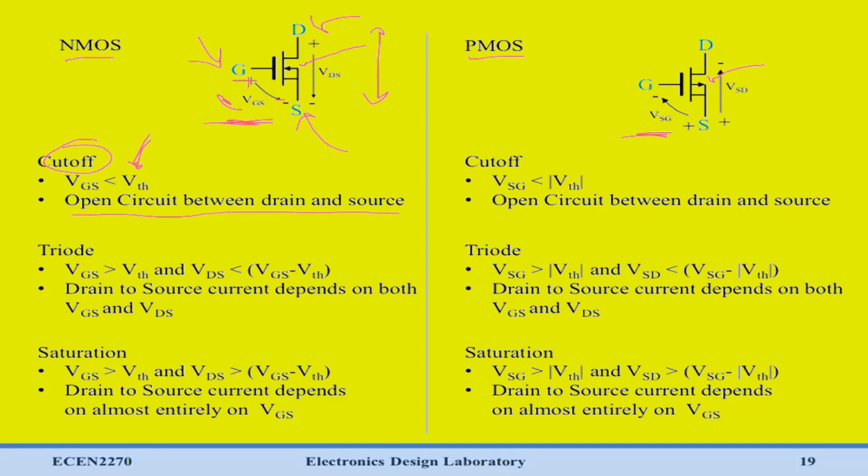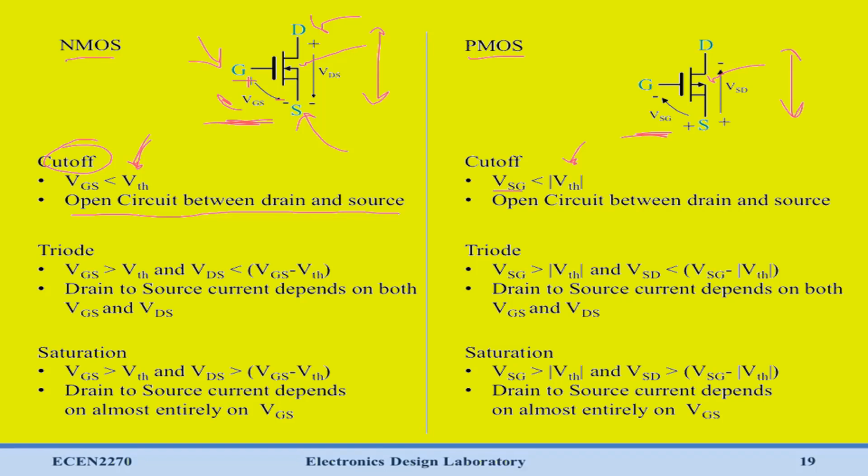The same is true for a PMOS, except instead of VGS, we have VSG, and for a PMOS, the threshold voltage is a negative voltage, so we simply take the absolute value. But it's still a cutoff region where there's no current flow between drain and source.